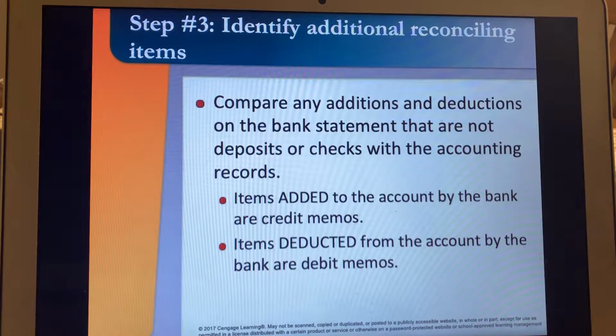3, identify additional reconciling items. Compare any additions and deductions on the bank statement that are not deposits or checks with the accounting records. Items added to the account by the bank are credit memos. Items deducted from the account by the bank are debit memos.